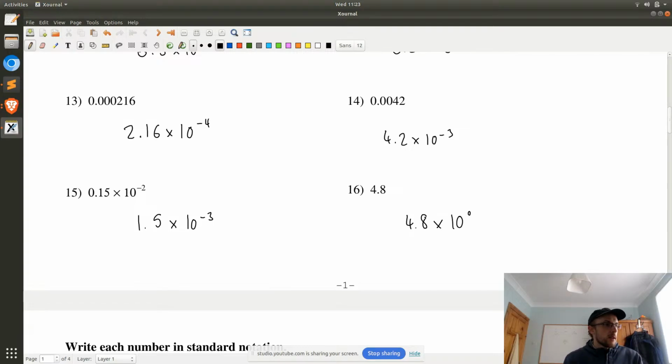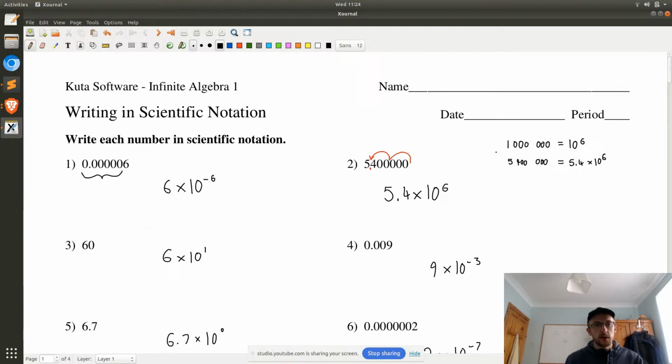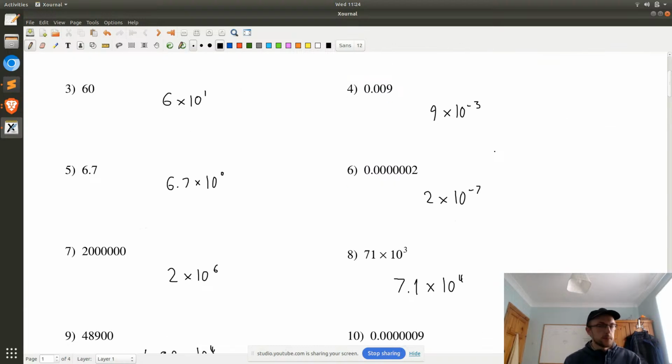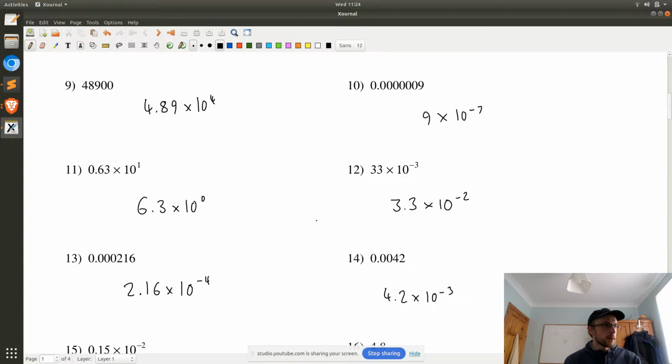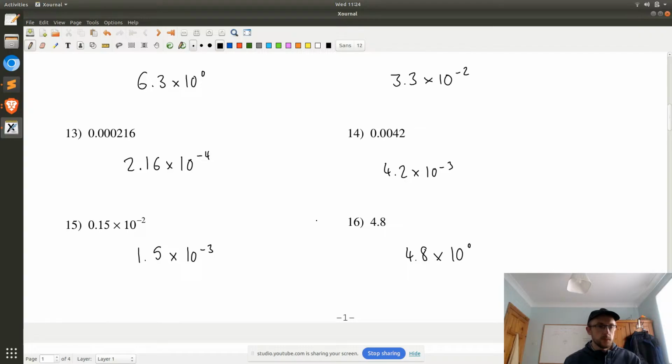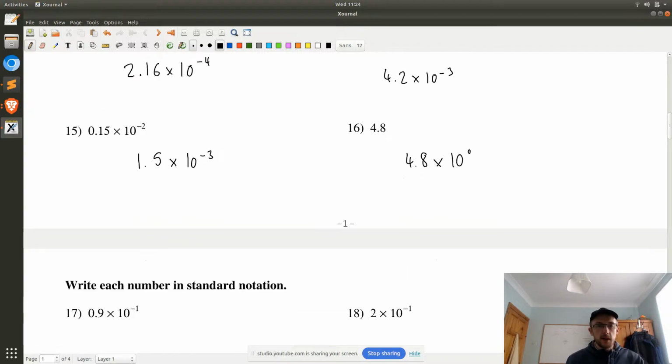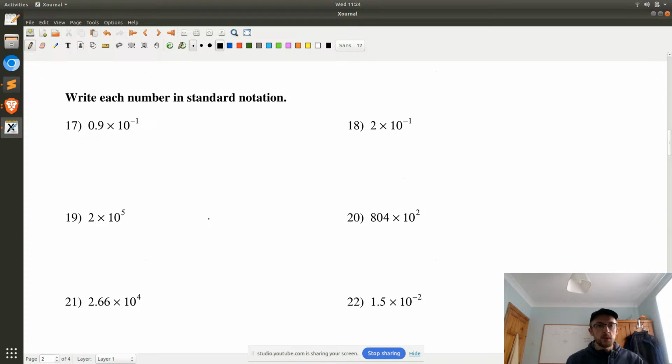And checking those first few, checking and making sure that they are correct. Good. Good. Good. Correct. Correct. Correct. Correct. Correct.